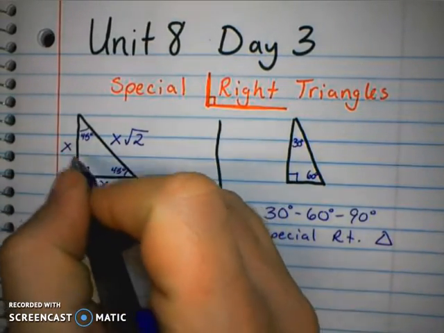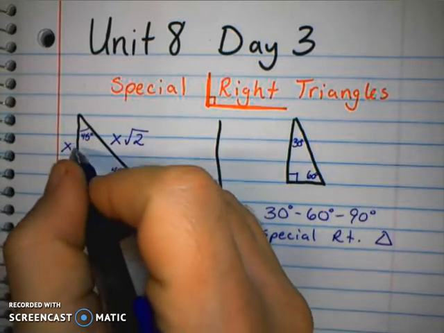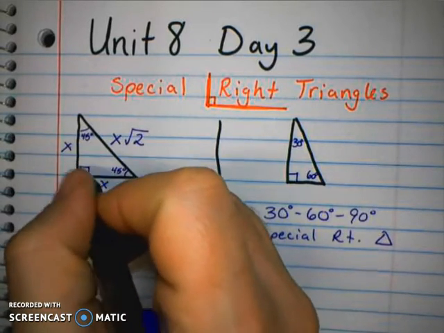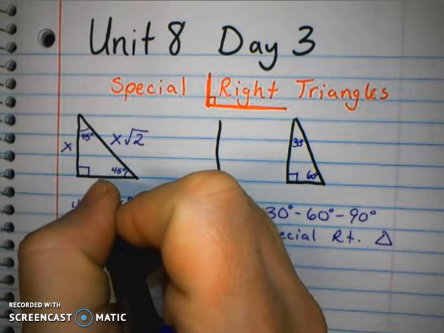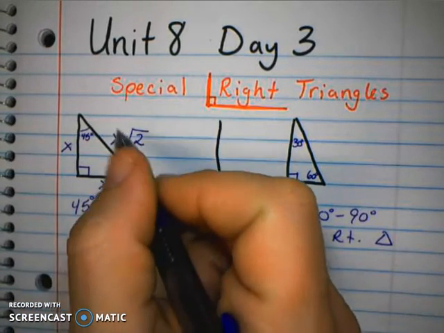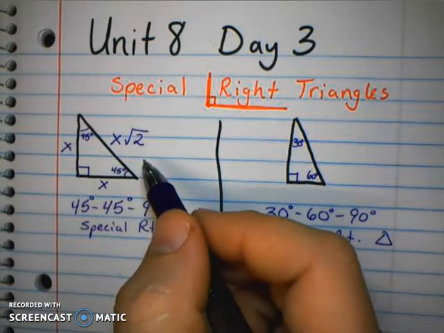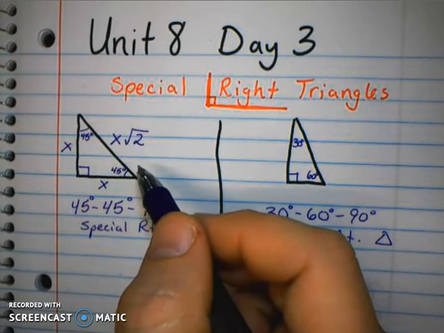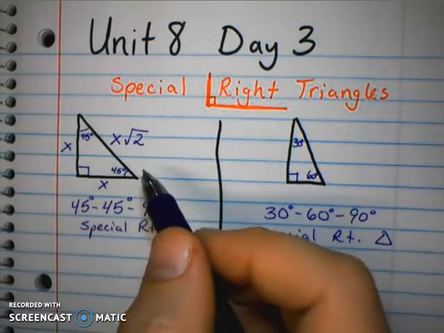Whatever the legs are in this special right triangle, remember the legs of a right triangle make up the right angle. So whatever the legs are, when they're the same as each other, the hypotenuse is just the leg length times the square root of 2. And I'll show you how we get this from the Pythagorean theorem later on in class. Okay, so make sure that you have this down.